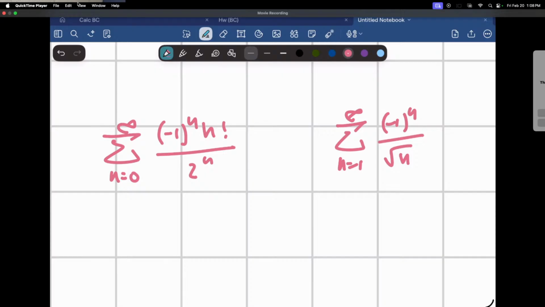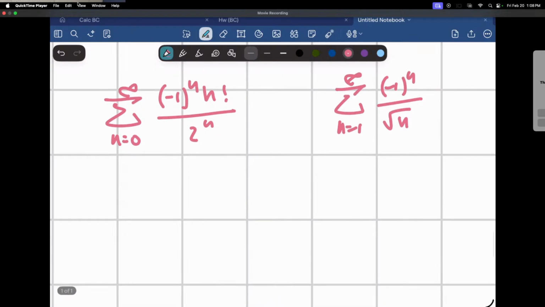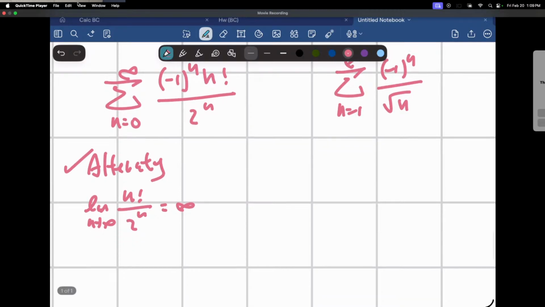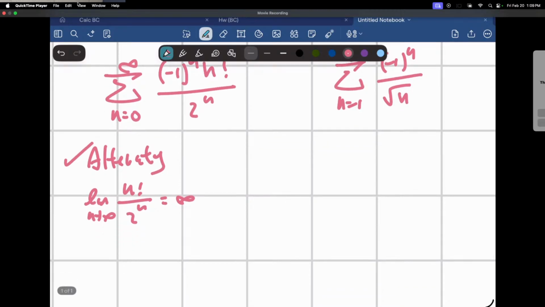All right. We start with the first one. The first one says, okay, well, it's alternating. We have one check mark. How about the limit as n approaches infinity of n factorial over 2 to the n? Well, that's equal to what? It's infinite. But we're going to come back to deal with this in a second. So how do we know that it's going to infinity? Infinite is keep on increasing, right? We'll show you another way to show that it's increasing.